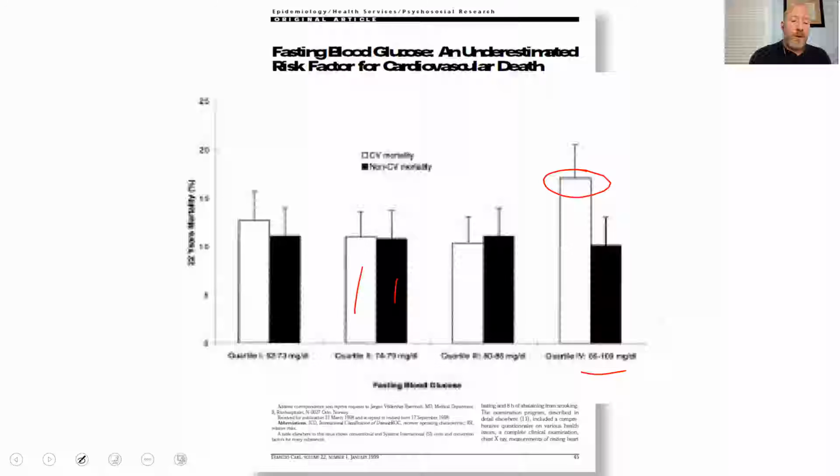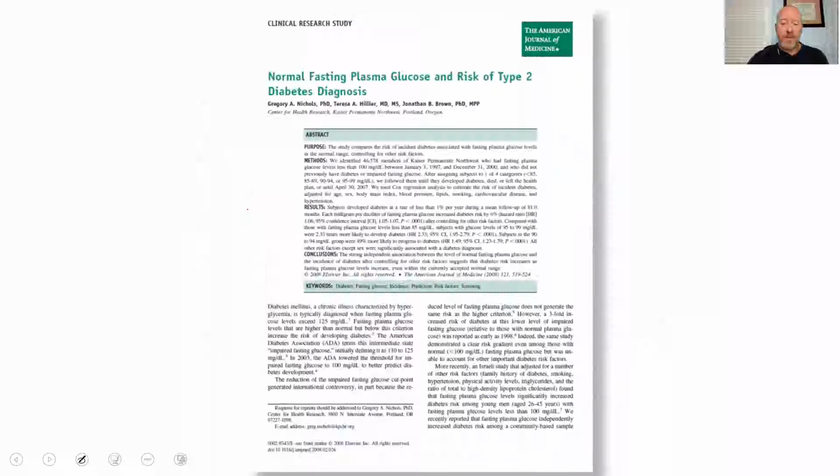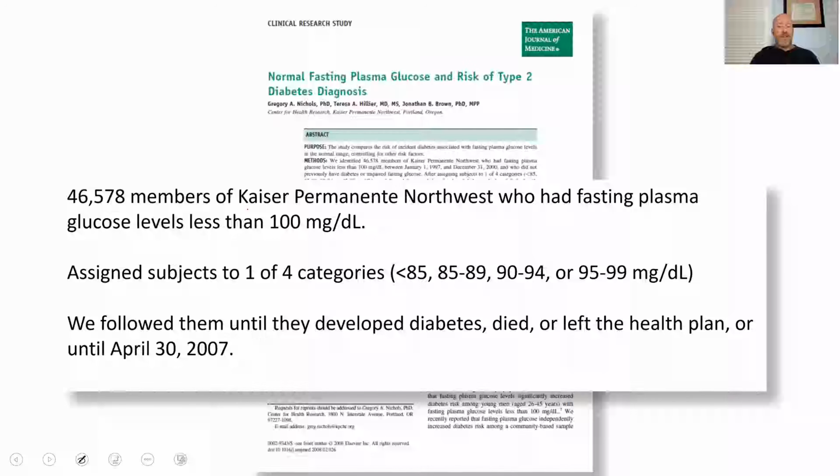But interestingly, notice that below 73 also had an increased risk of cardiovascular death. So I think when you start to get down into the mid-70s, that could be a problem potentially as well. Great paper using a large number of people, about 46,000 people from Kaiser Permanente Northwest.